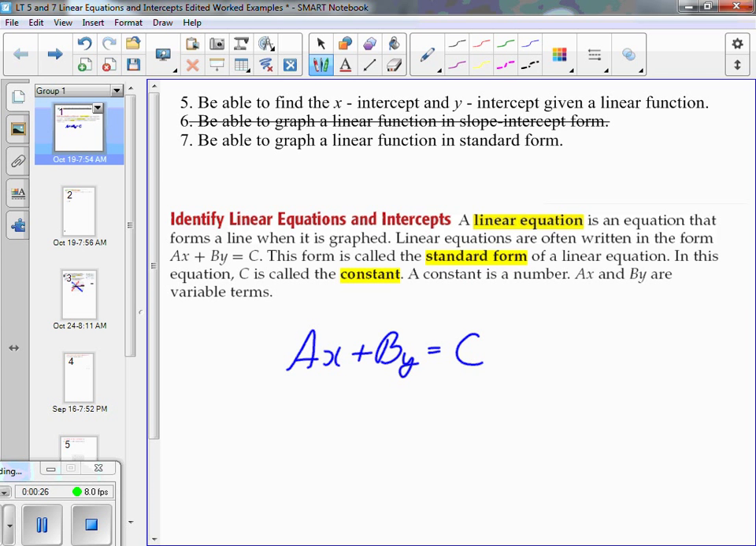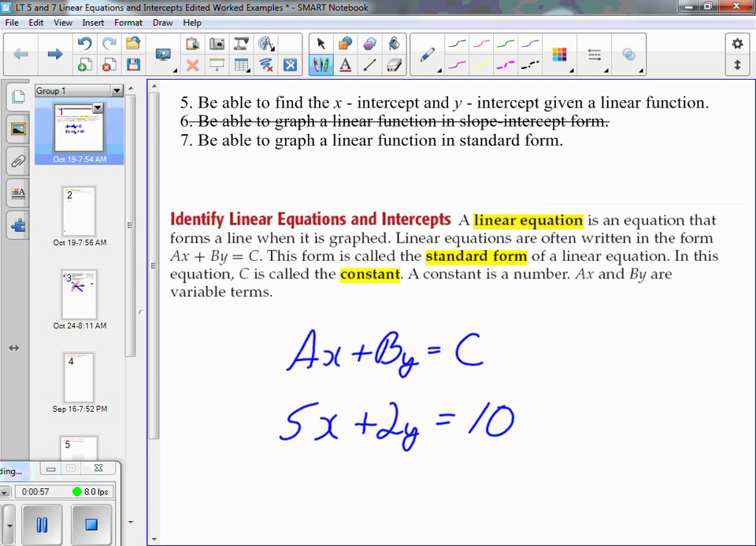You won't actually see the letter A, the letter B, the letter C. You'll see something like this: 5x plus 2y equals 10. That's the kind of thing you'll see. So it's in that form, but you won't see the A, B, and C. Now, C is a constant because it's not attached to a variable. So it'll be an x term, a y term, equals a constant. That's standard form.